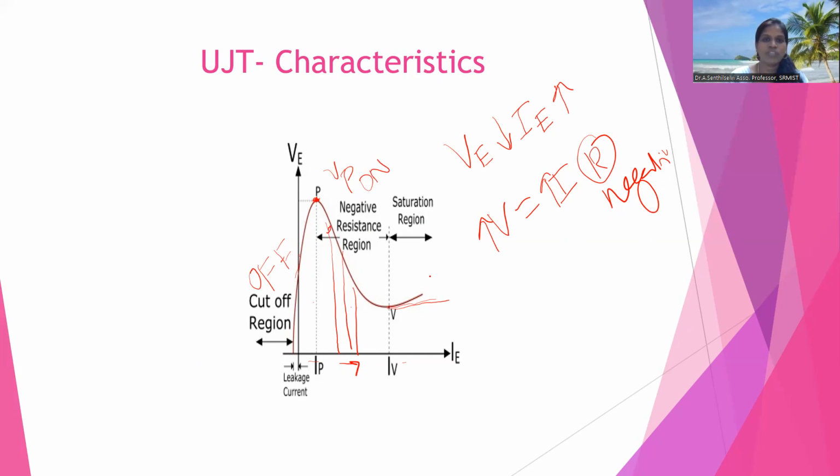What is the application of UJT? The UJT is used as an oscillator. What is an oscillator? An oscillator is used to generate a periodic electronic signal. See how we generate a periodic electronic signal using UJT.